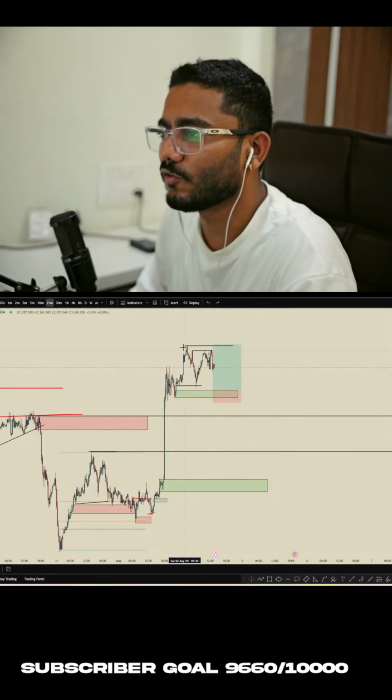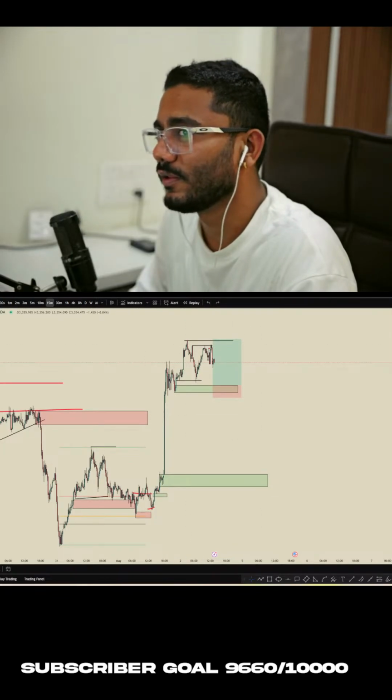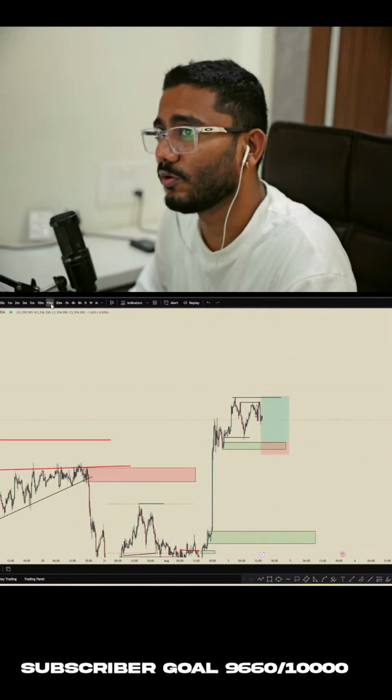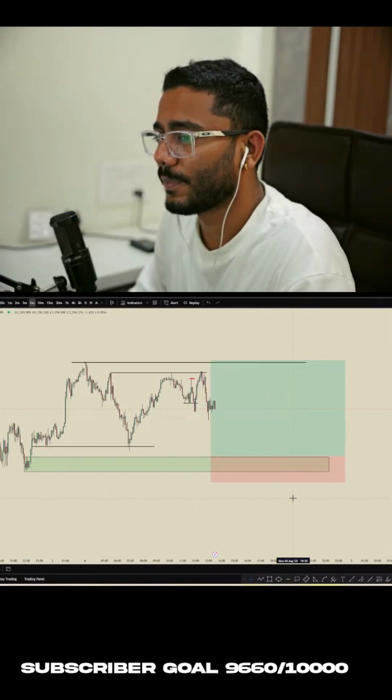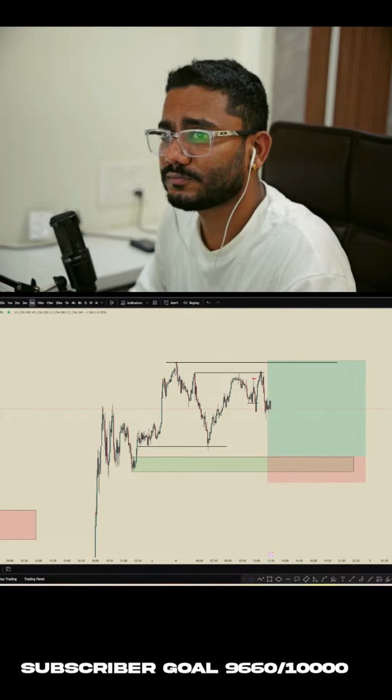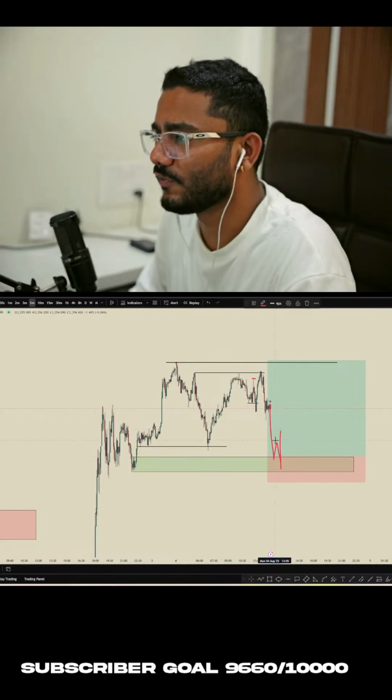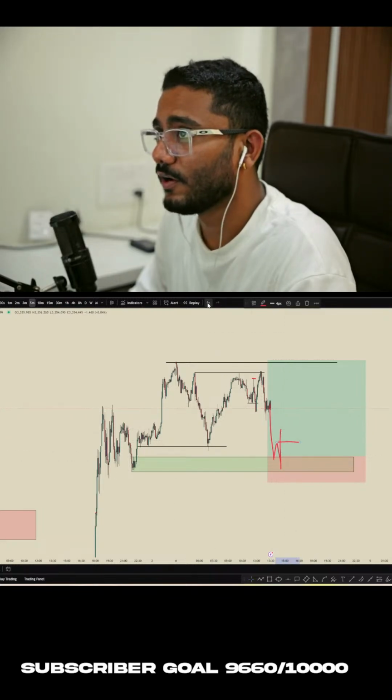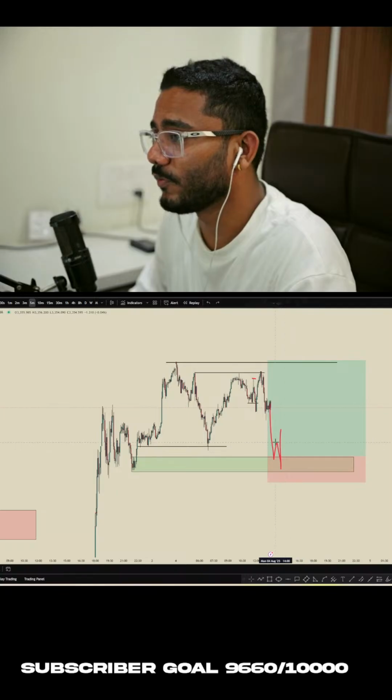But right now we have this order block, so we have to wait for price to give us some kind of reaction. Then only we look for entry. It should give us a bullish engulfing while giving a liquidity sweep.